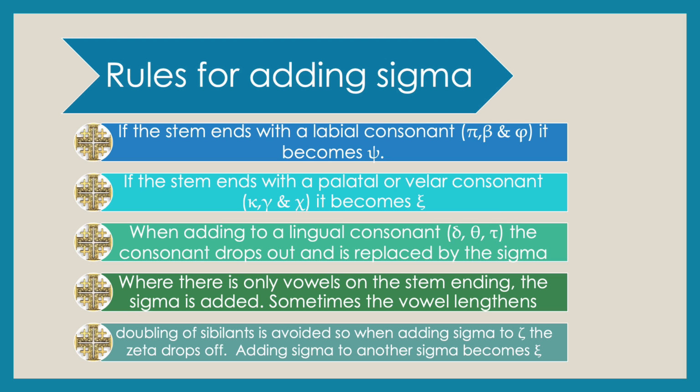Where there are only vowels in the stem ending, the sigma is added. Sometimes the vowel will be lengthened, and you might get a circumflex over it to show you that that sort of thing has happened. Also remember that doubling of sibilant, S-sounding letters is avoided. So when adding a sigma to zeta, the zeta would drop off. Adding sigmas to other sigmas becomes psi. Again, pause it here if you want a little bit more time to look at those. But if you practice where in your mouth you say them, that will help you to understand and remember the rules for adding that sigma.